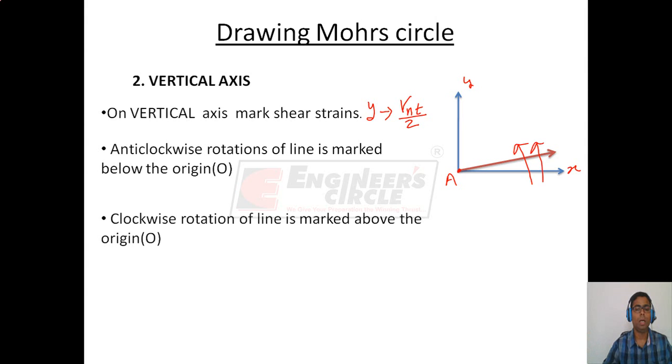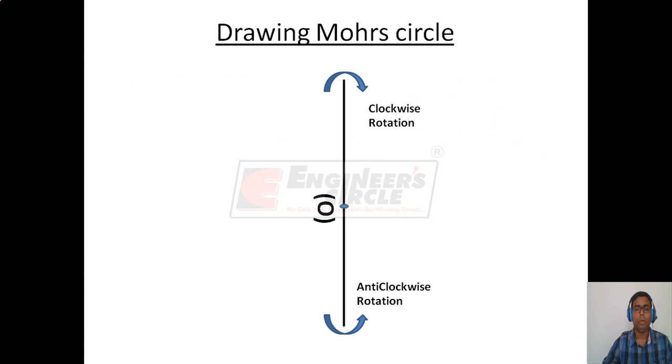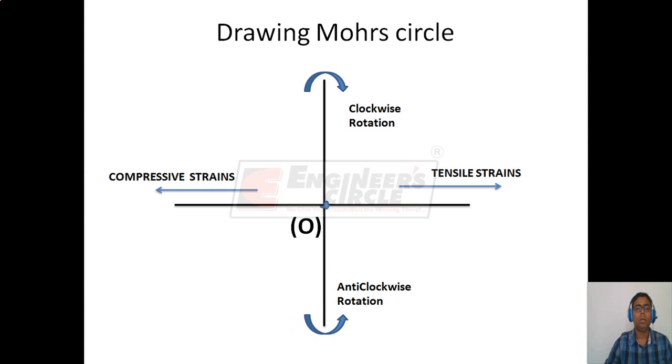Similarly, clockwise rotation of the line is marked above the origin. For example, consider this line AY. This line has moved to AY dash, that is, it has rotated in clockwise direction. So this clockwise rotation of this line is marked above the origin. So on the vertical axis, clockwise rotations are to be marked above the origin, and anti-clockwise rotations are to be marked below the origin. Now we have the coordinates for drawing Mohr's circle.